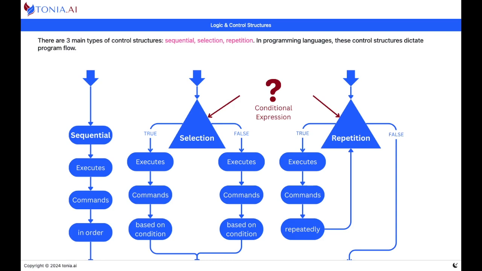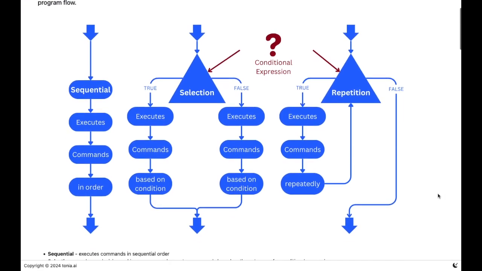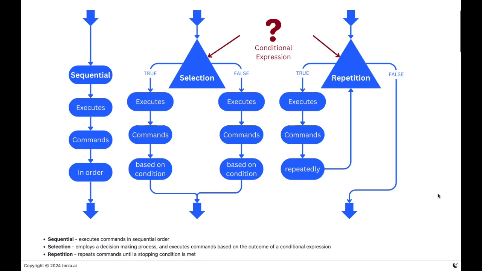There are three main types of control structures in programming languages that dictate the flow of your program. These include sequential, selection, and repetition. In sequential, commands are executed in sequential order.